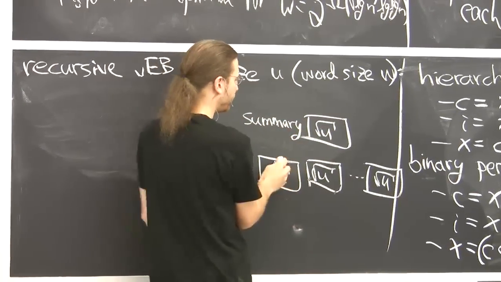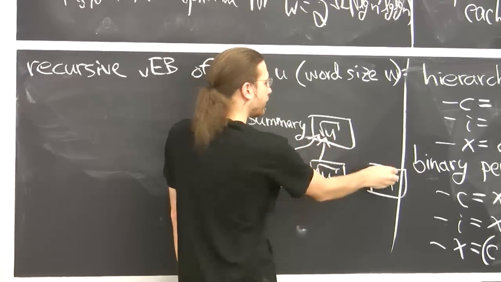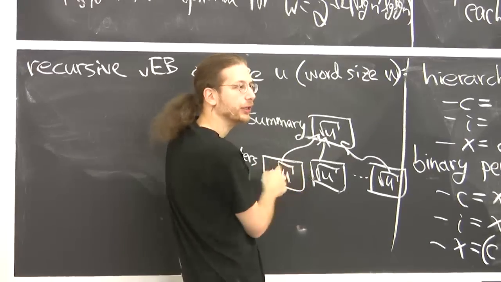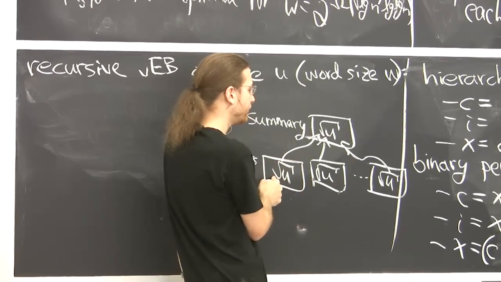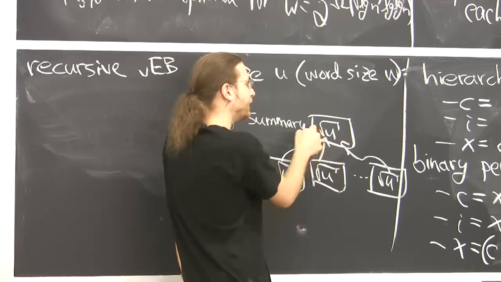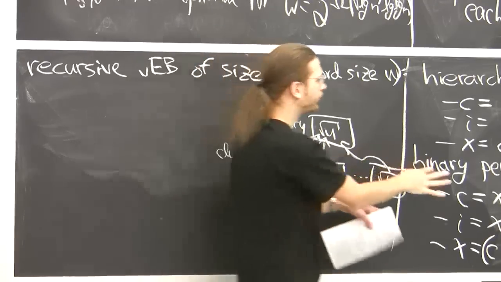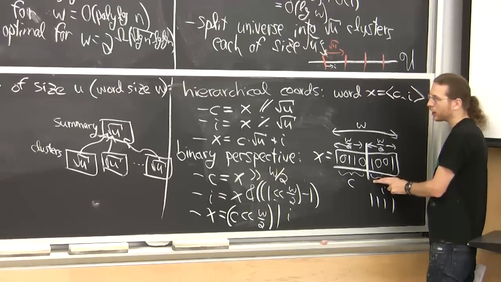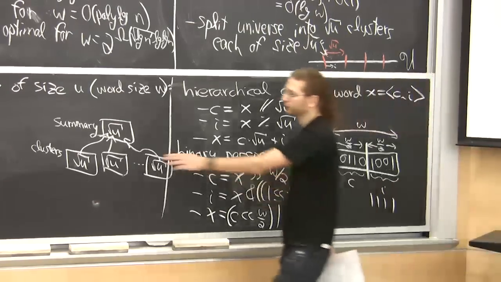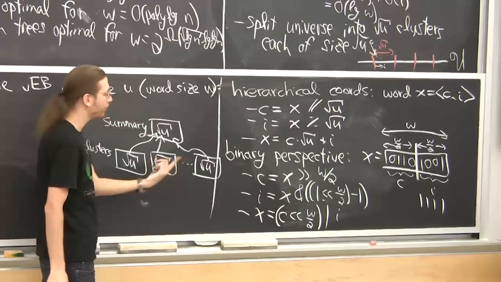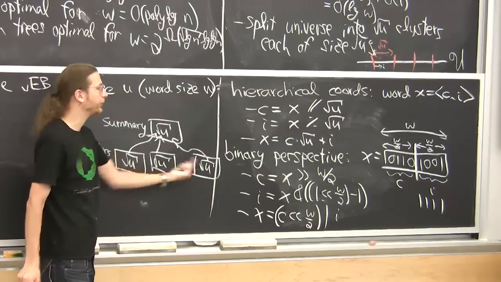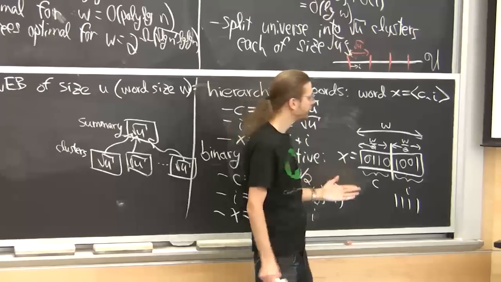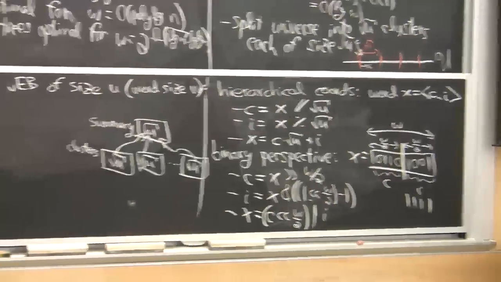And the idea is it represents, for each of these clusters, is the cluster empty or not? Does this cluster have any items in it? Yes or no? If yes, then the name of this cluster is in the summary structure. So notice by this hierarchical decomposition, the cluster number and the index are valid names of items within these substructures. Basically, we're going to use the I part to talk about things within the clusters, and we're going to use the C part to talk about things within the summary structure. They're both numbers between 0 and root u minus 1, and so we get this perspective.